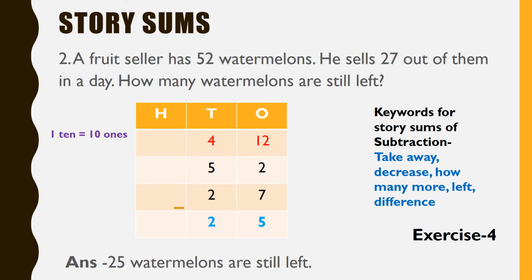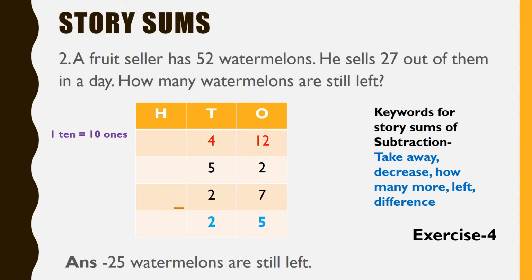So in this example, a fruit seller had 52 watermelons, right? Out of them he sold 27. That means he took away 27 from 52 watermelons, right? So for this reason we have to do the subtraction.